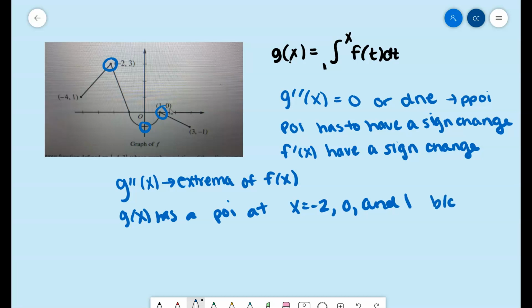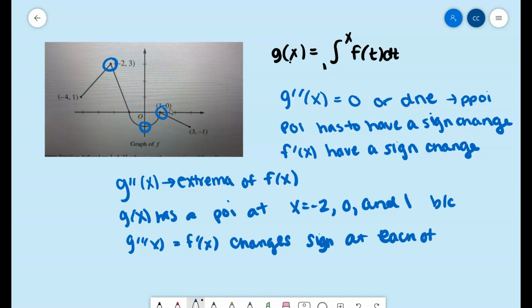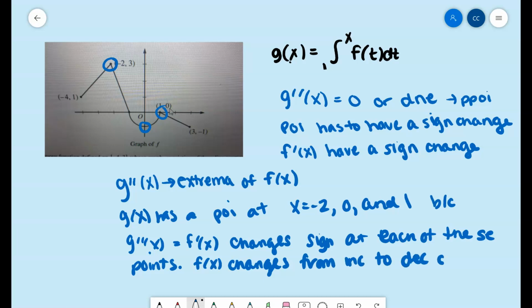Because exactly what we just said, g double prime of x or f prime of x, either one is fine, changes sign at each of these points. You could also say that f of x changes from increasing to decreasing or decreasing to increasing. That would also work as a justification.